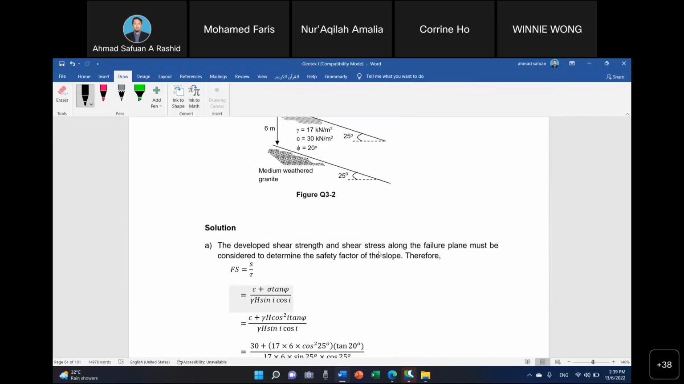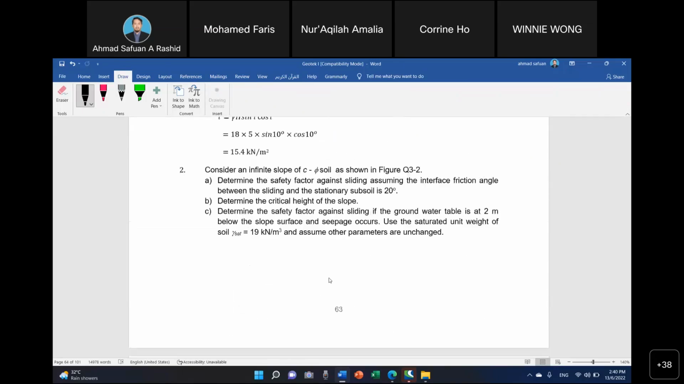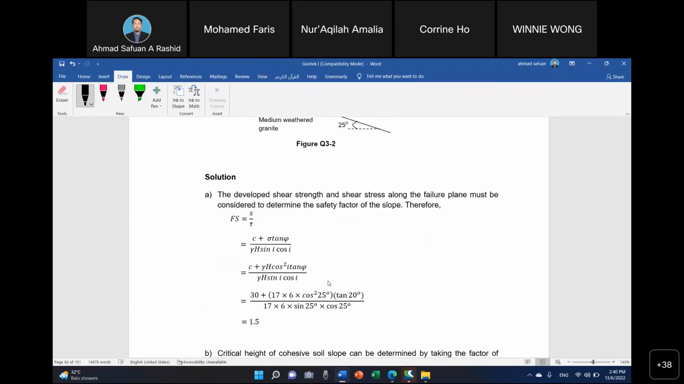The developed shear strength and shear strength along the failure plane must be considered to determine the safety factor of the slope. Therefore, S over tau. So we use the same equation with the first one because it doesn't have any seepage and it is a cohesive type of soil. So the value is equal to 1.5 for the factor safety.